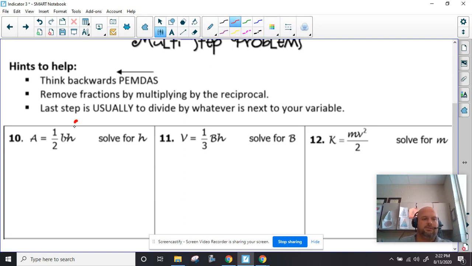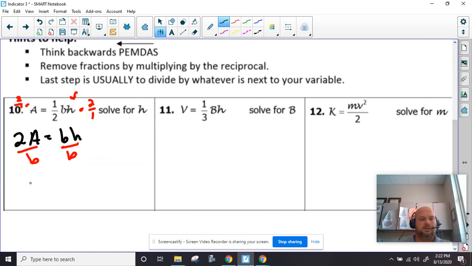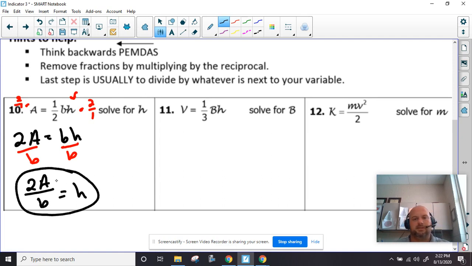Now, we're solving for h. I want to get rid of this fraction first thing. I'll multiply by 2 over 1. Well, 2 over 1 is just 2. So I have 2 times a equals bh divided by b. So 2a over b is h. Peel back the layers, even though I busted my own joke.